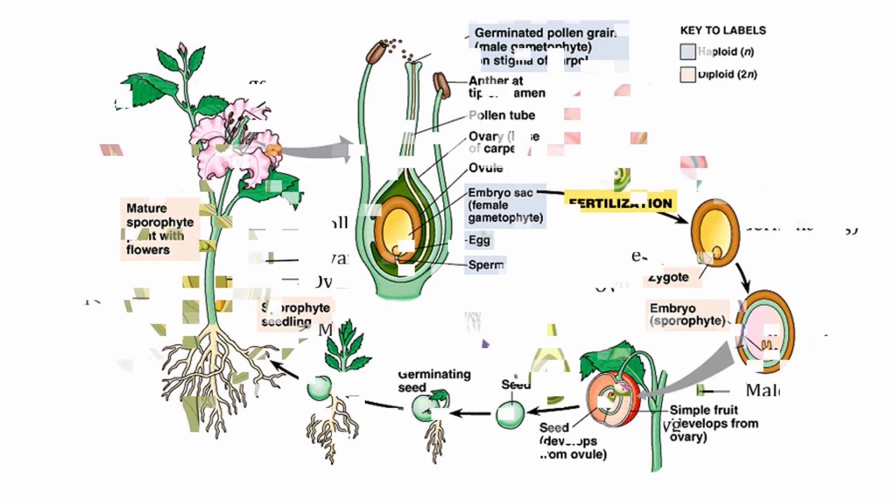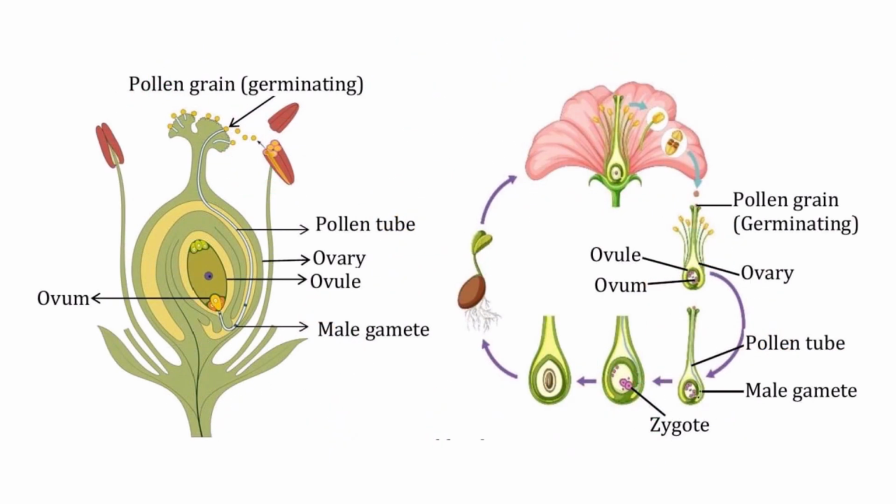Today, we start with the structure of flowers and their reproductive parts. Sexual reproduction in flowering plants. Let's look at some basic concepts. Reproduction.